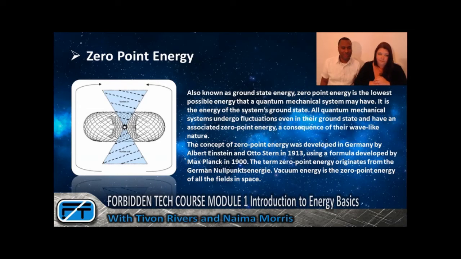Zero point energy is also known as the ground state energy. Zero point energy is the lowest possible energy that a quantum mechanical system may have. It's the energy of the system's ground state. All quantum mechanical systems undergo fluctuations in the ground state, and they have a zero point energy as a consequence of their wave-like nature. The concept of zero point energy was developed in Germany by Albert Einstein and Otto Stern in 1913, using a formula developed by Max Planck in 1900.